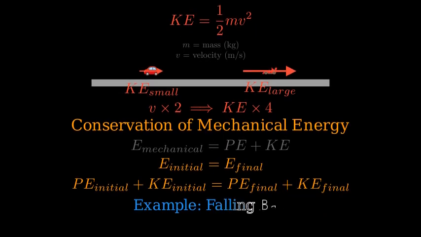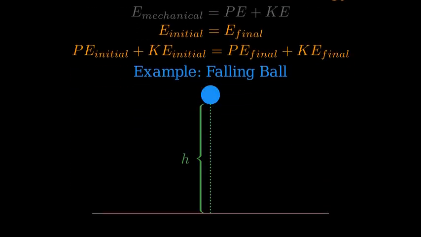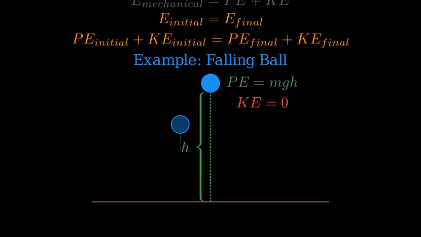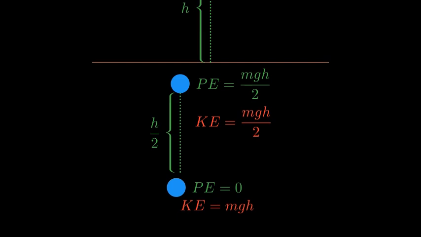Let's visualize this with an example of a ball dropping from a height. We have a ball at a height h above the ground. Initially, it has only potential energy. At the initial position, the ball has potential energy mgh and zero kinetic energy. As the ball falls, potential energy decreases while kinetic energy increases. Halfway down, the energies are equal, with each being mgh divided by 2. At the ground, all potential energy has been converted to kinetic energy. The ball now has zero potential energy and mgh of kinetic energy.